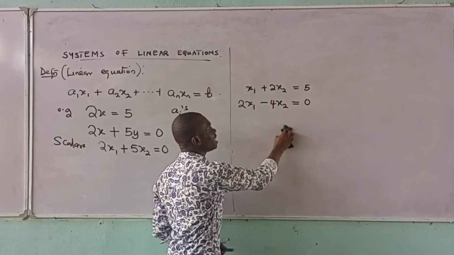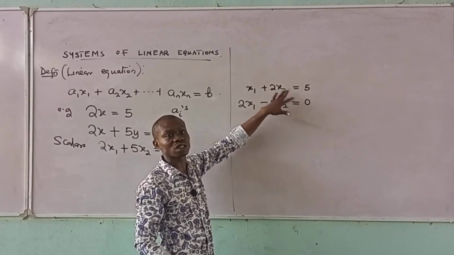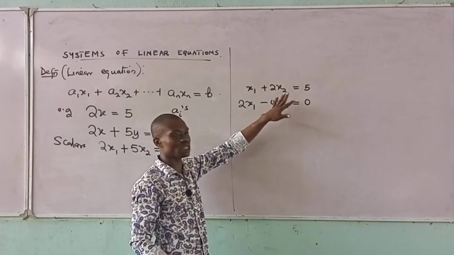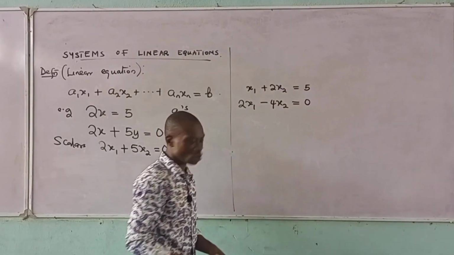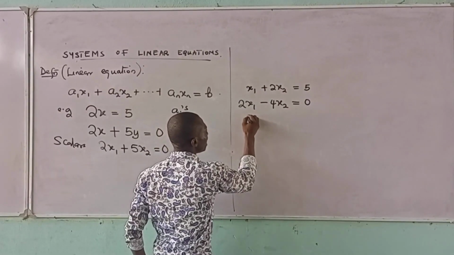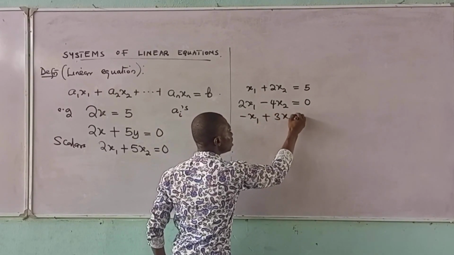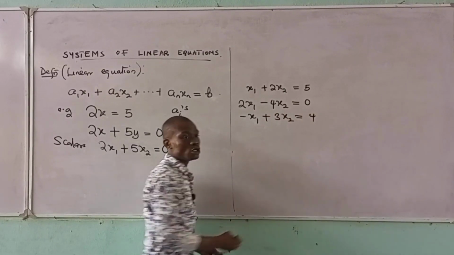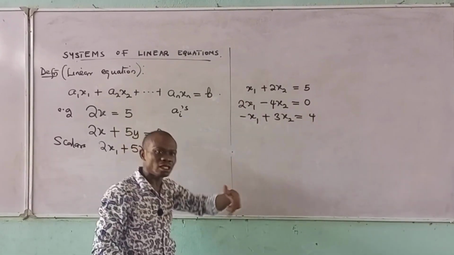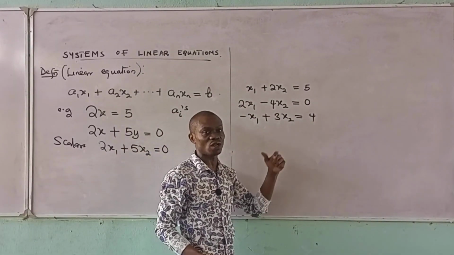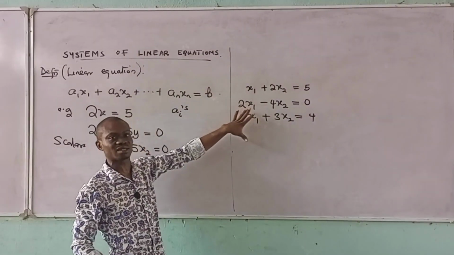Okay, so here you can say that this system is a system of two equations in two variables. If I add something else here, let's say minus x1 plus 3x2 is equal to, let's say, 4, now I have a system of three equations in two variables. It still has only two variables. However, there are now three equations in this system.